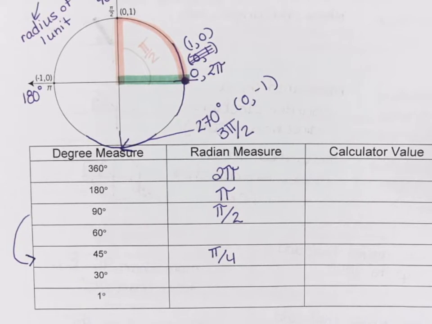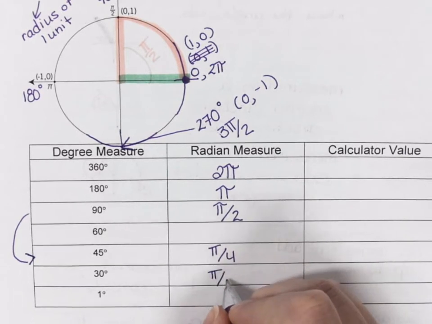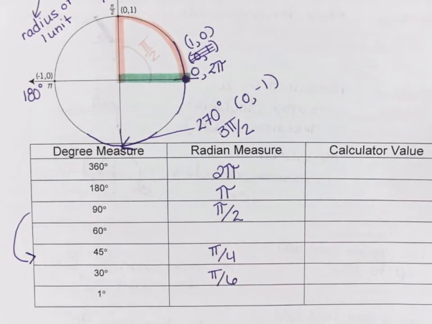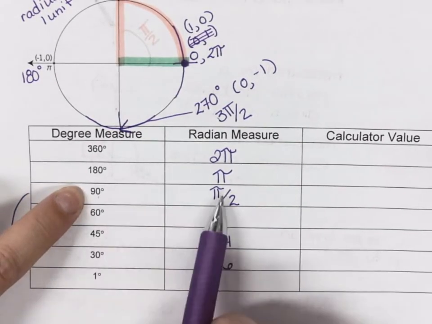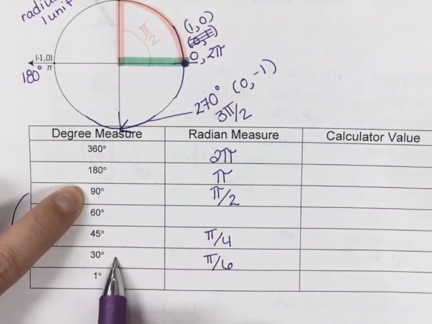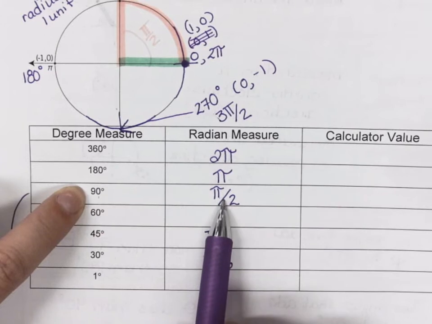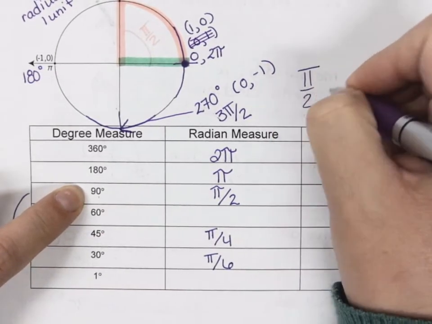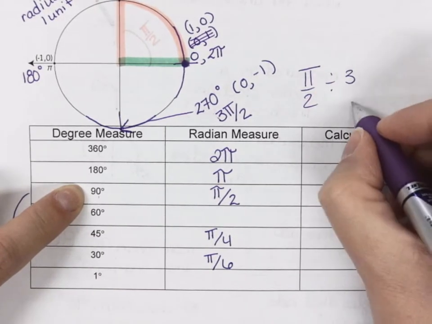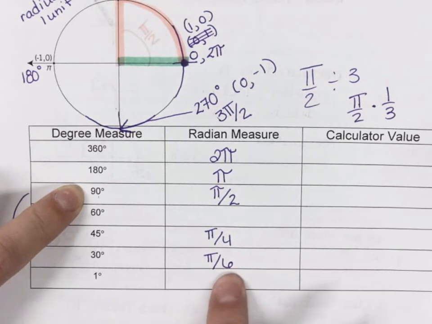Ah, good job. Pi over 6. For the rest of us who are not keeping up with the math, Danica said 90 is pi over 2, and I know to get to 30, I have to divide 90 by 3. So that means I have to divide this one by 3. So pi over 2 divided by 3 is the same thing as pi over 2 times a third, which gives me my pi over 6.